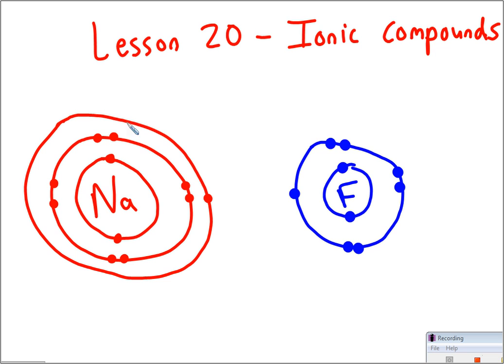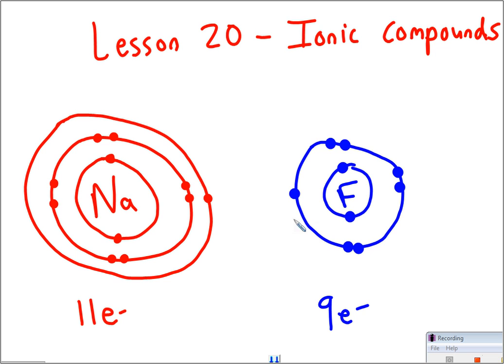We start making up some of these ions, and so what happens when a sodium atom combines and reacts with a fluorine atom? If we take a look at sodium, sodium has 11 electrons, 11 protons, and it has one outer electron in the third shell, so one valence electron. Fluorine, on the other hand, has 9 electrons, 2 in the first, 7 in the second, and wants to gain 1, wants to get 8.